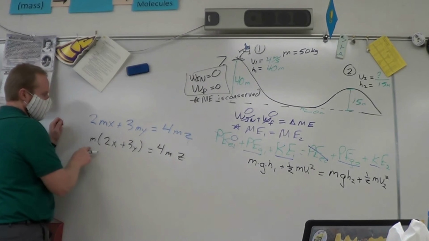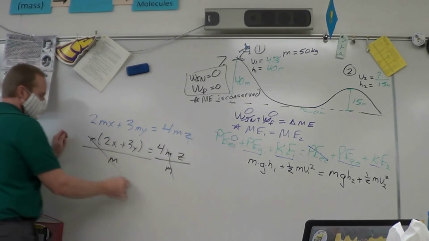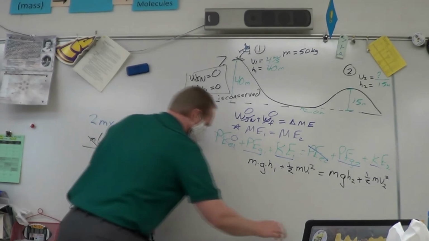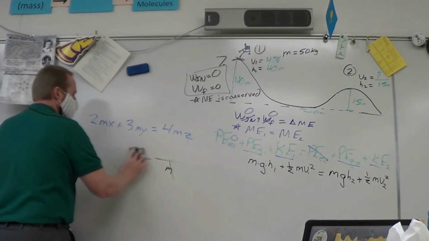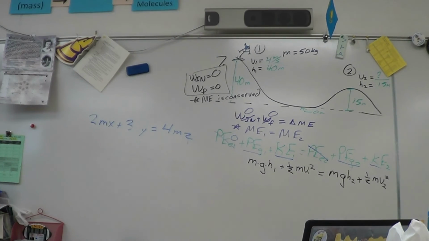And then because we have an m, we could divide both sides by m, and we can cancel out an m. Okay? If we have it in every single term on both sides. However, if we had that, can I factor out an m? Can I cancel out an m? No, because I don't have an m in every single term on both sides.